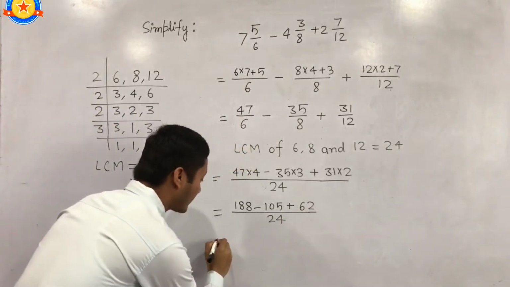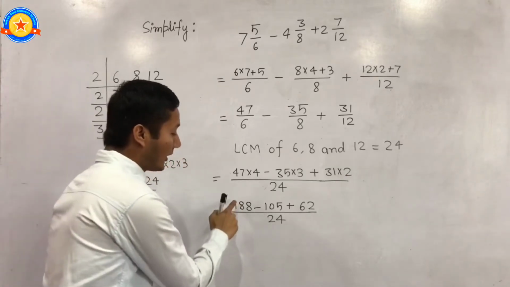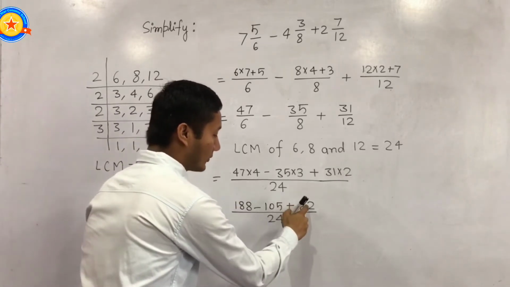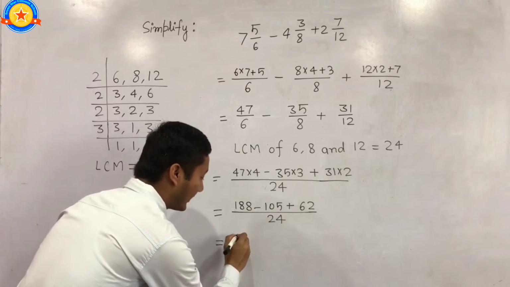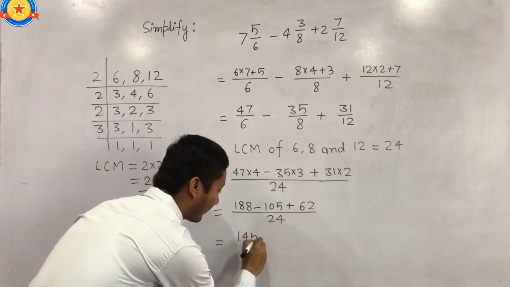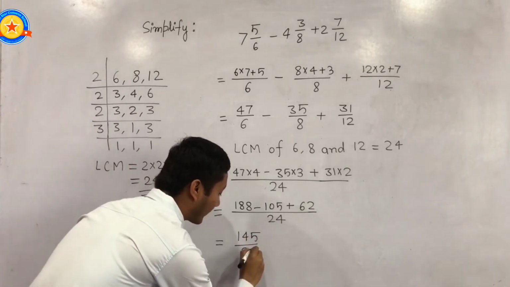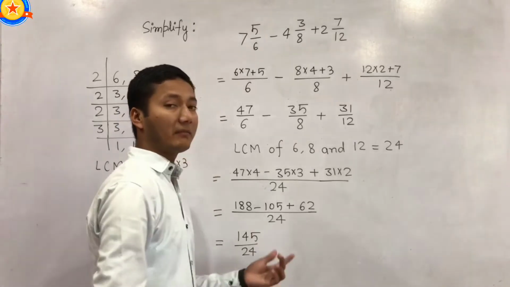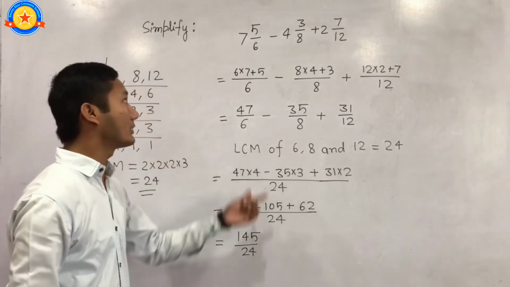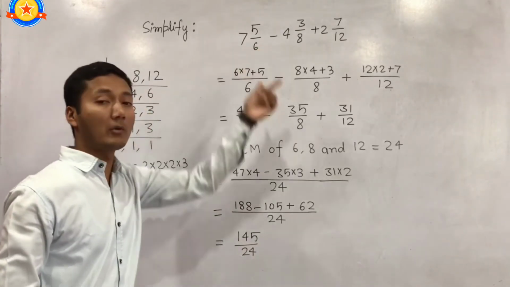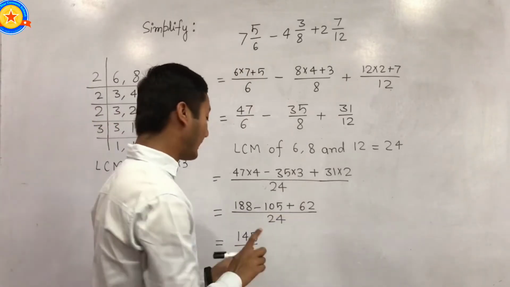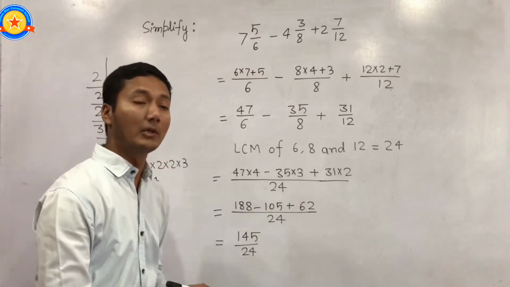Now students, if we solve this further, and if we add 188 to 62 and minus 105, then it becomes 145 upon 24. Now we have an answer here, but we cannot leave the answer here because this question is coming in the form of mixed numerals. Then we have to make the answer also in the form of mixed numerals.